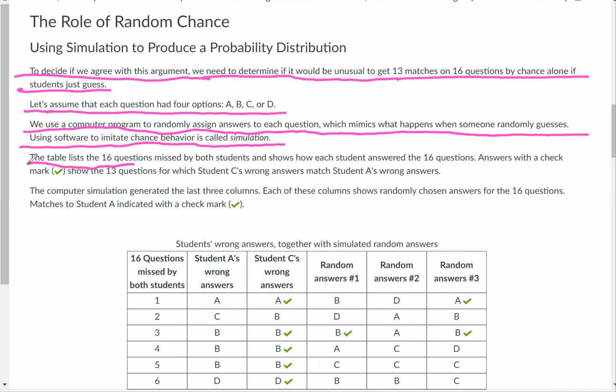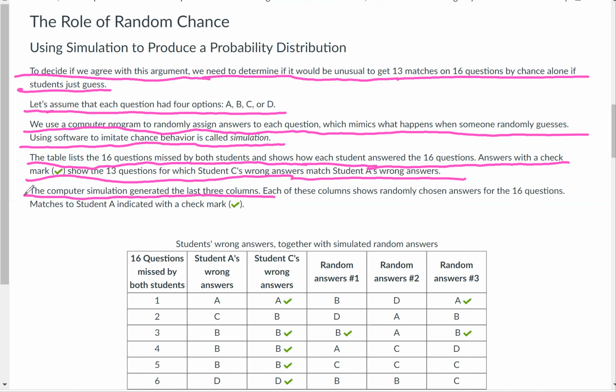The table below lists 16 questions missed by both students and shows how each student answers the 16 questions. Answers with a check mark show the 13 questions for which student C's wrong answers match student A's wrong answers. The computer simulation generated the last 3 columns. Each of these columns shows randomly chosen answers for the 16 questions. Matches to student A are indicated with a check mark.